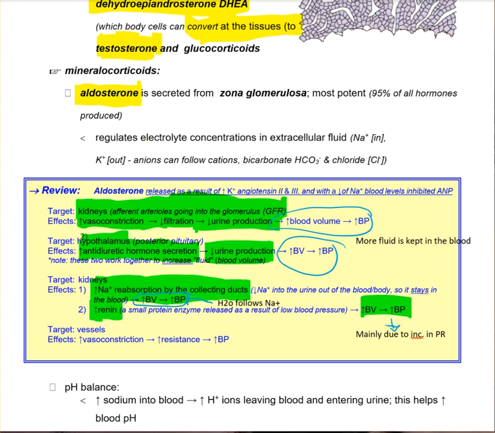And then lastly, aldosterone even targeted just regular peripheral vessels, and that did the same thing. That increased vasoconstriction and increased resistance, or another way to say that is increased PR, peripheral resistance, right? The same thing as resistance, and that will make blood pressure go up. So notice in all of these cases, blood pressure goes up, blood pressure goes up, blood pressure goes up. So aldosterone's bringing back fluids and vasoconstricting to bring blood pressure up.